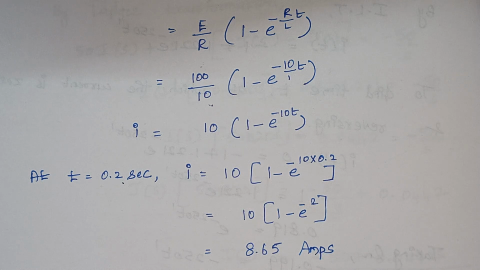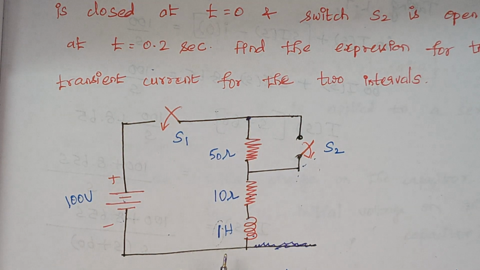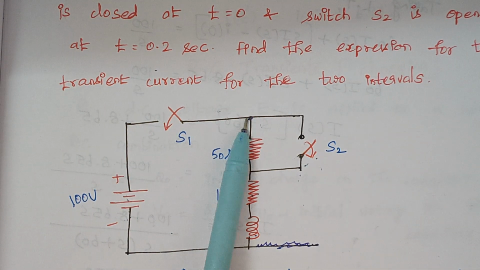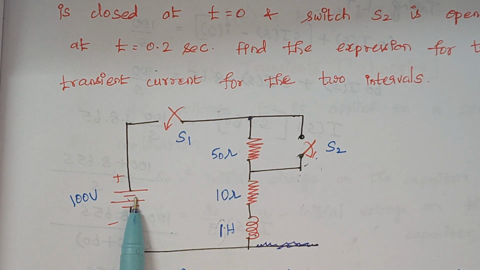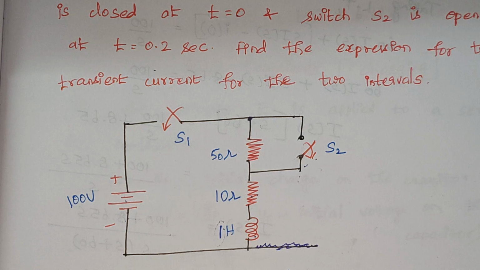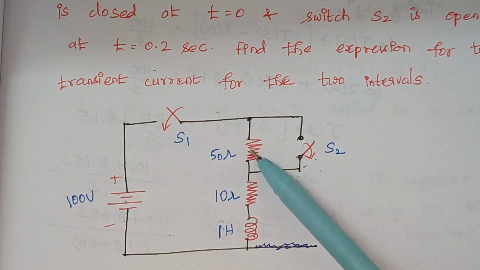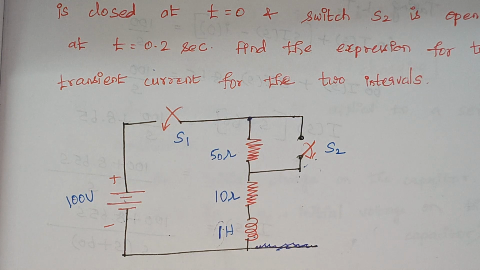So again we will look at the circuit diagram. When you open the switch S2, what happens? The current coming from this source voltage will flow like this and like this, and finally it will end here. While writing the expression, you have to consider this 50 ohm also, and these two resistors are connected in series. Therefore the voltage drop across the resistor is 60 into i.